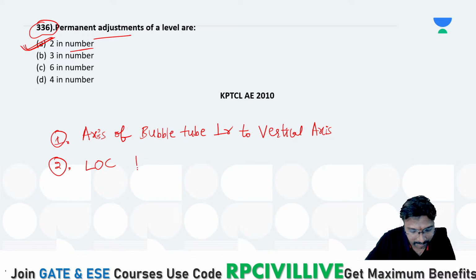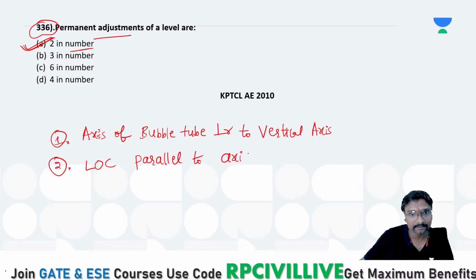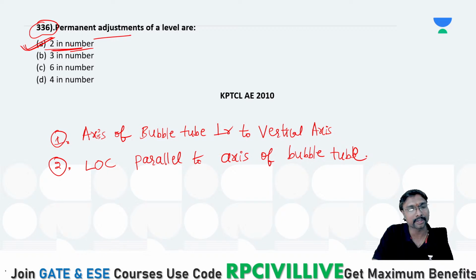Line of collimation parallel to what? Axis of bubble tube. So these are instrumental adjustments, yes or no? Yes, perfect, correct answer. So which one is the correct answer? 2 is the correct answer, yes. Just observe.